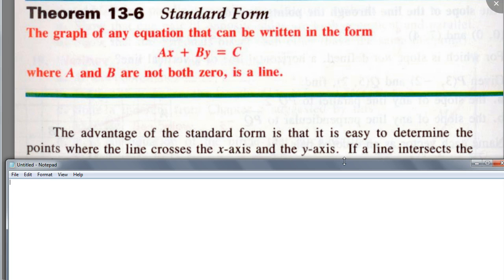Which letter do we use for the y-intercept? b. Which letter do we use for the x-intercept? a. So we use a for the x-intercept and b for the y-intercept when we're talking about this linear equation. Capital A, B, C are for the standard form. We use the small letters here. So keep that in mind, and let's think about why this is true.